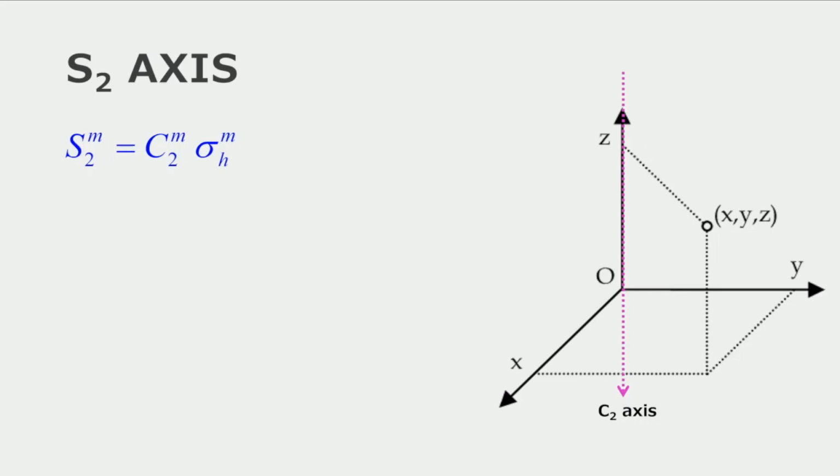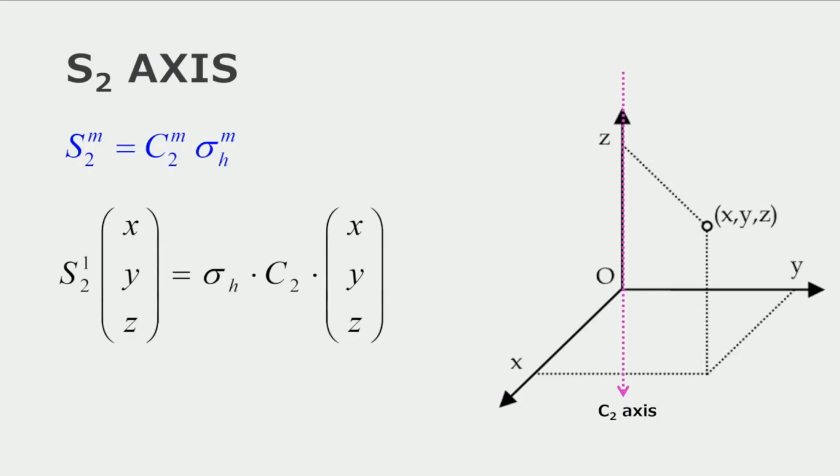Now the first S2 operation is S2 to the power 1, right? S2 to the power 1 is sigma h to the power 1 into C2 to the power 1. So if I apply this operation on the general Cartesian point, let us take it as a column vector xyz, then S2 to the power 1 into xyz is sigma h into C2 into xyz, right? So the operation has to be carried out from right to left. So we have to apply C2 operation on the general point xyz.